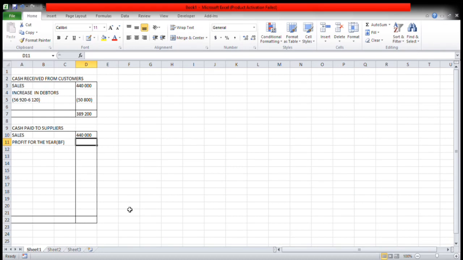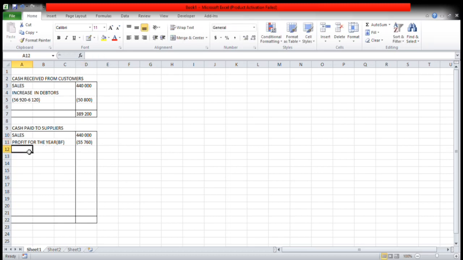So like I said, the profit for the year must be indicated inside the brackets, so I will indicate 55,760 inside the brackets.